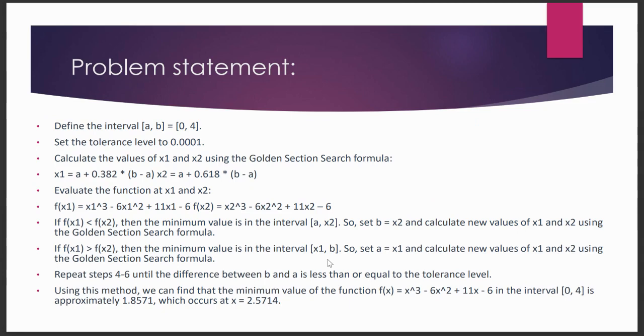Now the problem statement is: given a function f of x equals x cube minus 6x square plus 11x minus 6, the interval is given, that is a comma b equals 0 comma 4, and the tolerance level is set to 0.0001. So we are going to calculate the values of x1 and x2, the two intermediate points. It goes like x1 is equal to a plus 0.382 into (b minus a), x2 is a plus 0.618 into (b minus a). Following the golden section rule, applying them, we can evaluate x1 and x2.